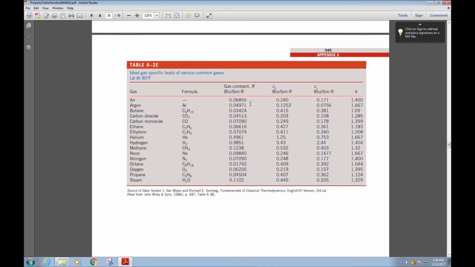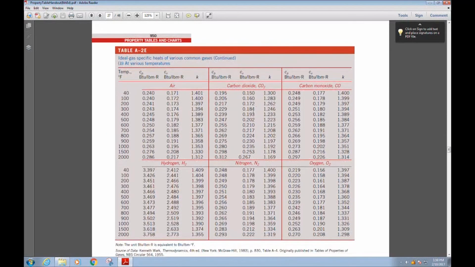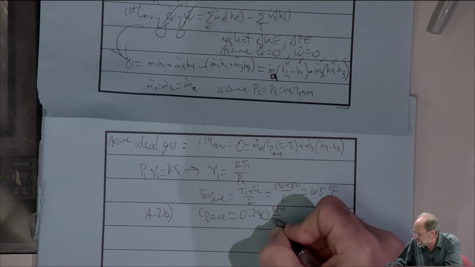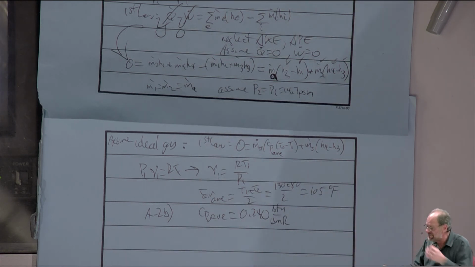Here it gives me air data at room temperature. Here it gives me air data over a wide range of temperatures. Now note that these are temperatures in Fahrenheit. You can see that at 100 degrees it's 0.240, at 200 degrees it's 0.241. I theoretically have to interpolate between 100 and 200, but we're going to get 0.24005. Let's just ignore that, and at 105 we'll just say that it's 0.240, and that'll be in BTUs per pound mass per degree. So this is what we're going to get at the average temperature of the problem.